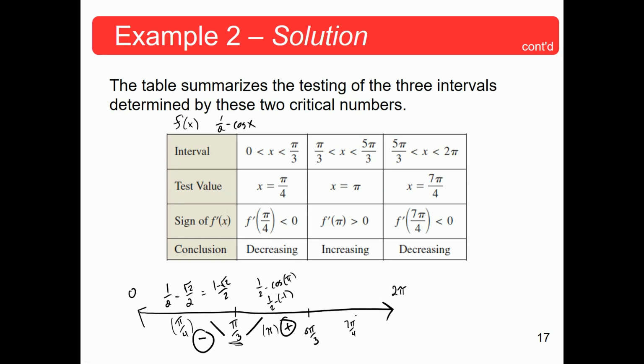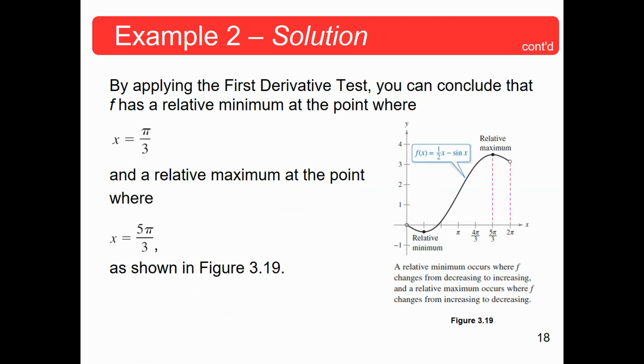Now, over here, the number bigger, we're going to say 1/2 minus cosine of 7 pi over 4, and cosine of 7 pi over 4 is root 2 over 2. So 1/2 minus root 2 over 2. Once again, just like before, this is negative. Therefore, we went from increasing to decreasing, so we have a relative maximum. So that's how it shakes out: we have a relative min here and a relative max here.